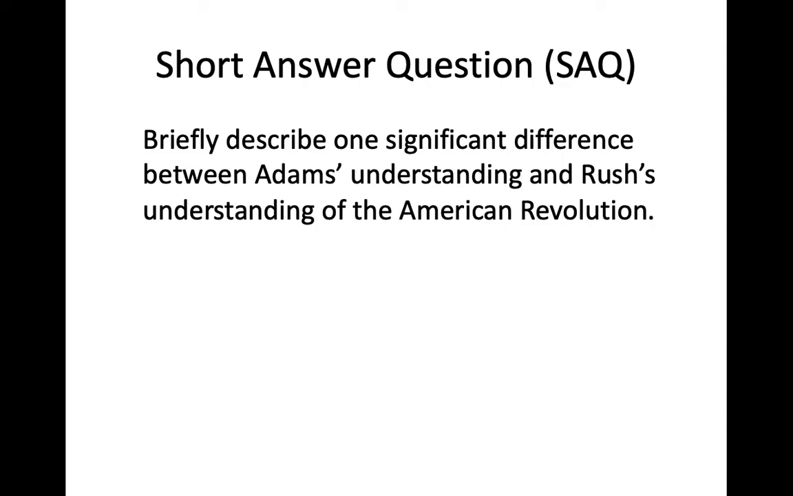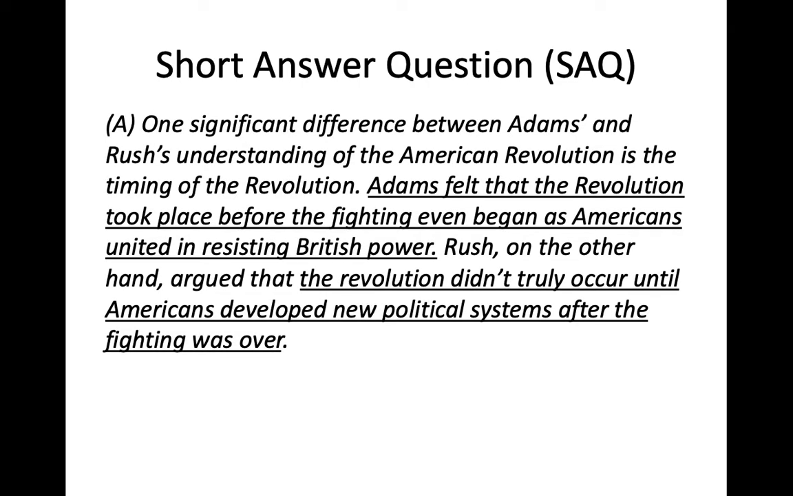Briefly describe one significant difference between Adams's understanding and Rush's understanding of the American Revolution. Like I say in the video that introduces short answer questions and reviews how to answer them, you start by rephrasing the question: one significant difference between Adams and Rush's understanding of the American Revolution is, and then answering it, the timing of the revolution, and then provide a little bit of detail. Adams felt that the revolution took place before the fighting even began.